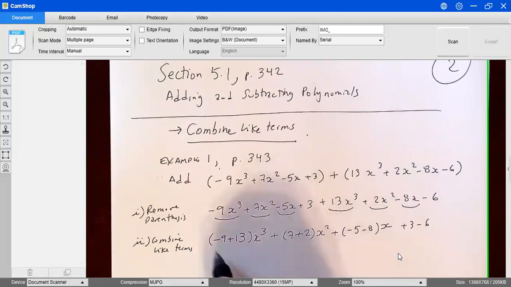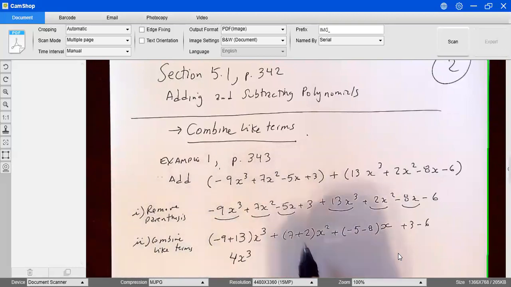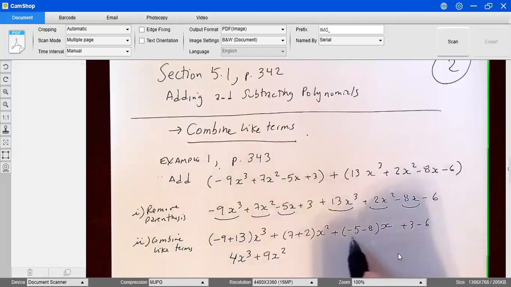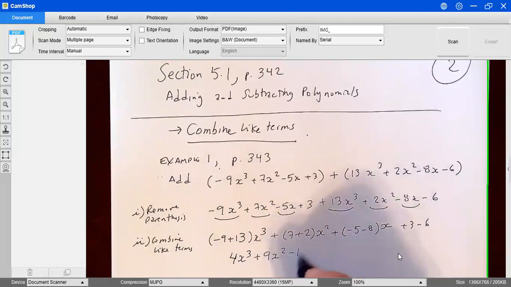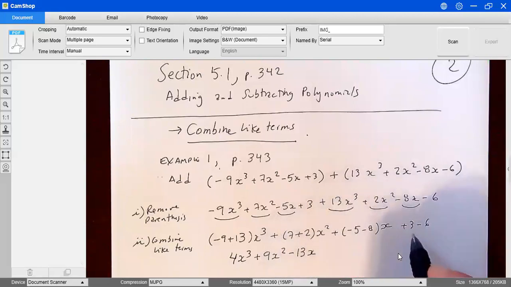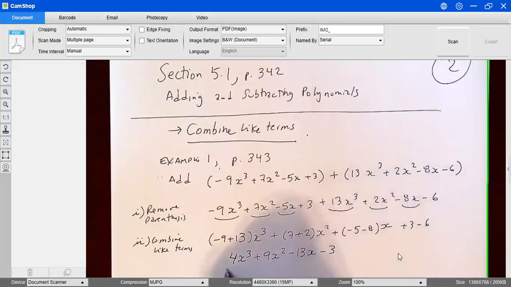So I'm going to simplify coefficients. Negative 9 and 13 is going to be just positive 4x cubed. Then I have 7 plus 2 is going to be 9. So it's going to be 9x squared. Then I have two negatives that are adding to each other. So negative 5, negative 8 is going to be negative 13, negative 13x, and finally positive 3 and negative 6 is going to be negative 3. So this is the final answer.